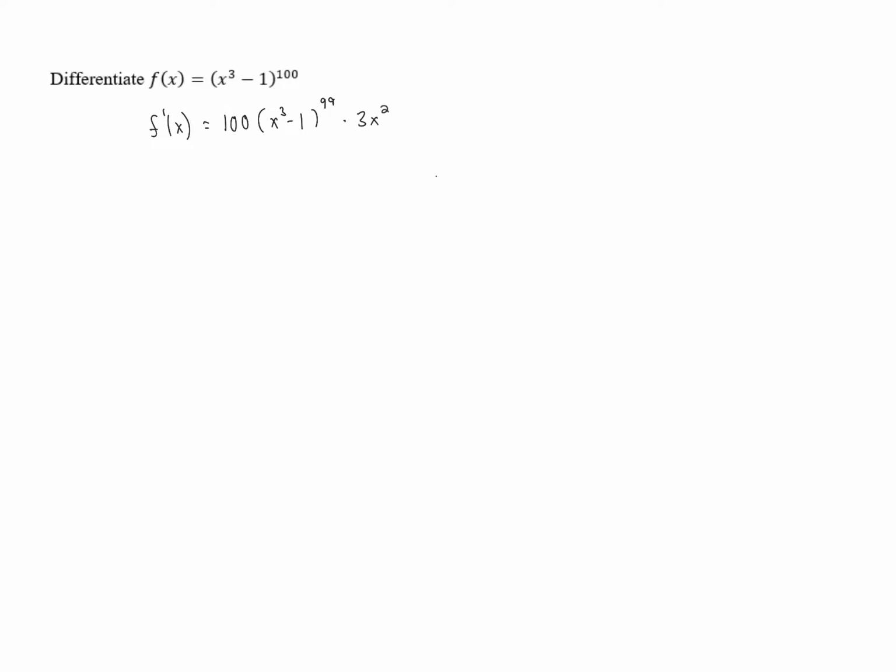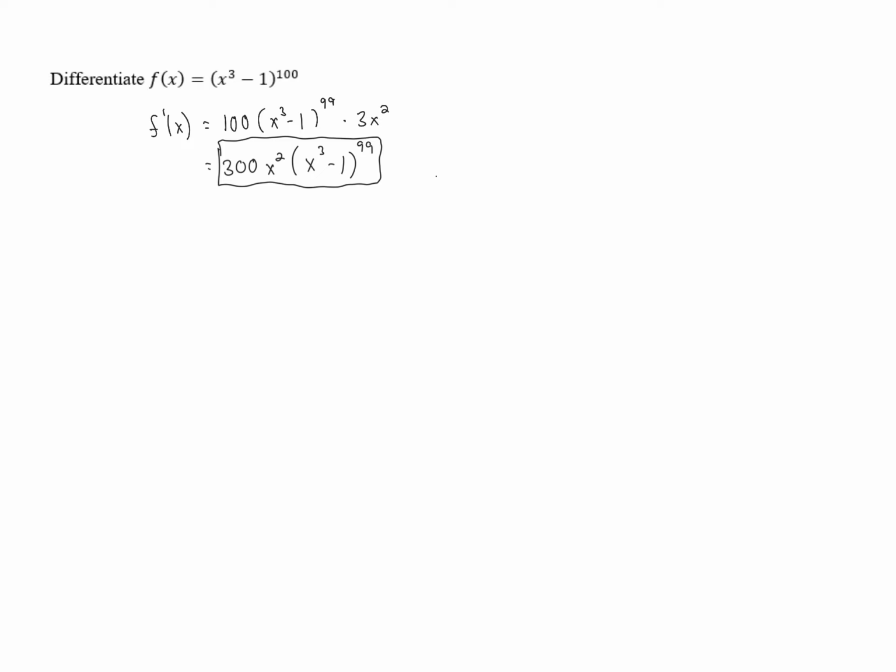And we can clean this up just a little bit because we can multiply 100 times 3, and that gives us 300. And then I'm going to bring that x squared to the left side of the parentheses. I think that looks just a little nicer. And then we've got that (x cubed minus 1) to the 99th power. And this is the derivative.